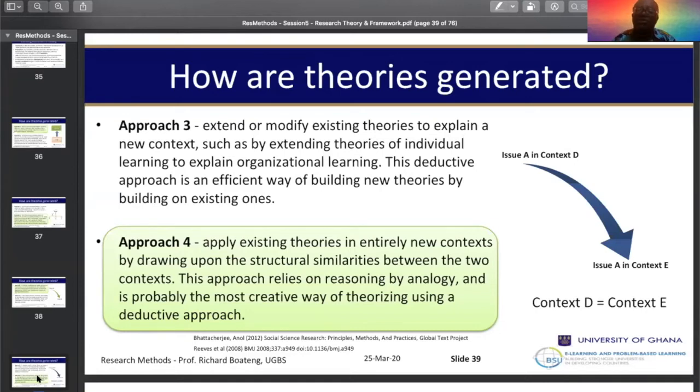Now, what you end up doing here is that by the time you finish, you are going to tell us whether the theory is the same irrespective of A or B.